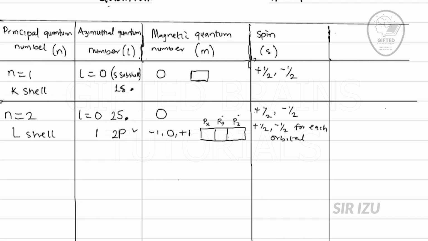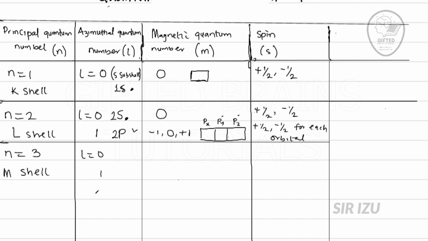And then we look at n equals 3. I'm talking about the M shell now. So our azimuthal quantum number will become L equals 0, 1, and then 2. So you see here now, L equal to 0 is the s sub level, L equal to 1 will be the p sub level, and L equal to 2 is the d sub level. But here it will be 3s, 3p and then 3d.